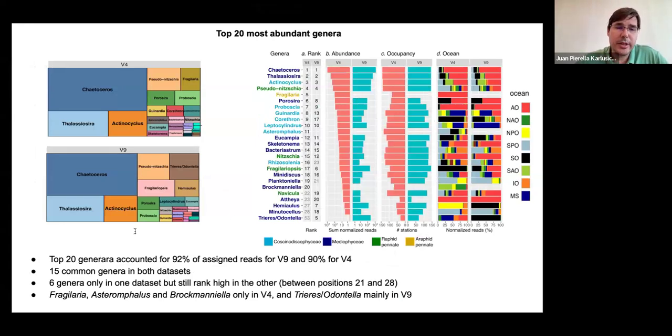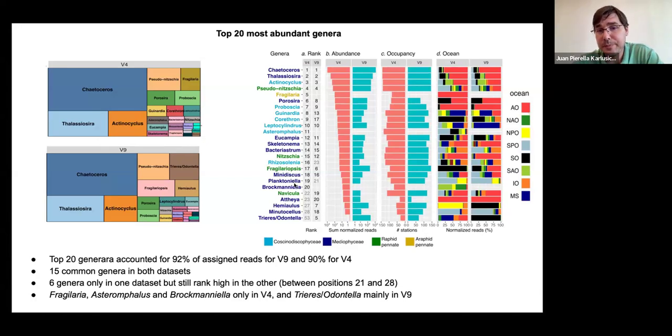And then we focus on the top most abundant genera. They account for most of the molecular signal. In particular, they account for 92% of the assigned reads for V9 metabarcoding and 90% for V4 metabarcoding. And you can see that Chaetoceros, Thalassiosira, Actinocyclus, and Pseudo-nitzschia were the most prevalent by far.